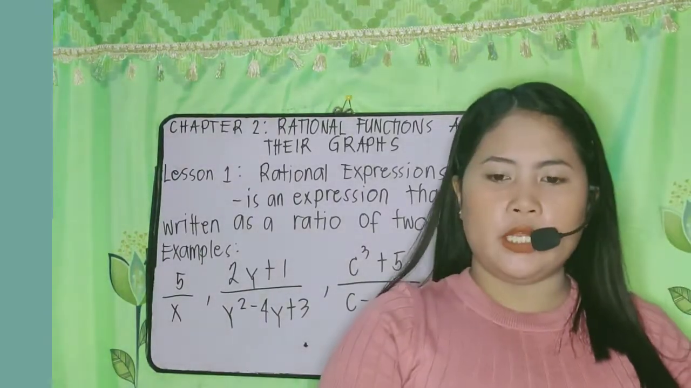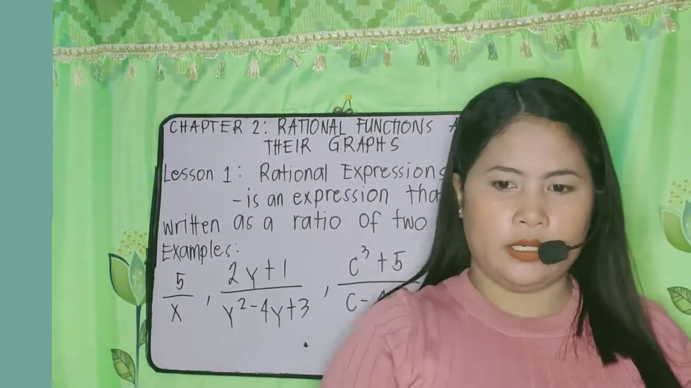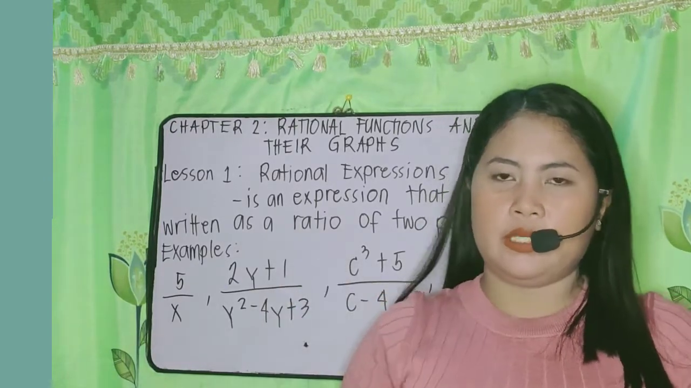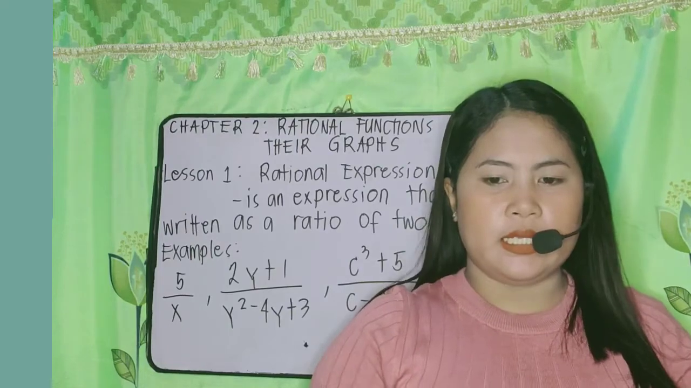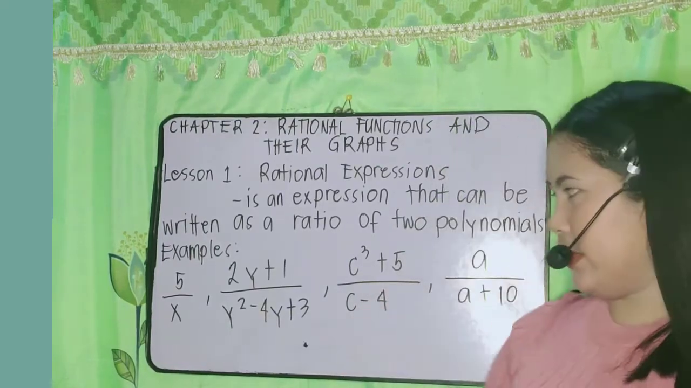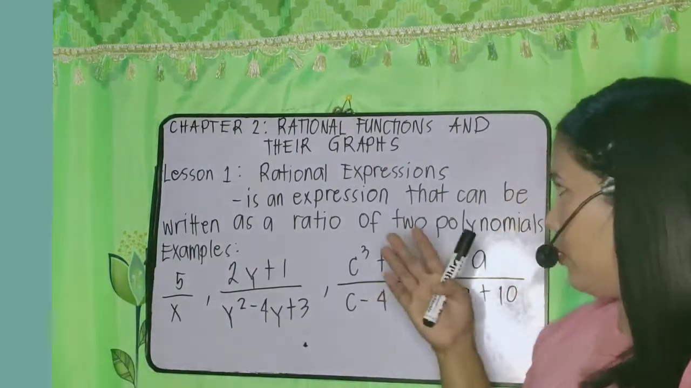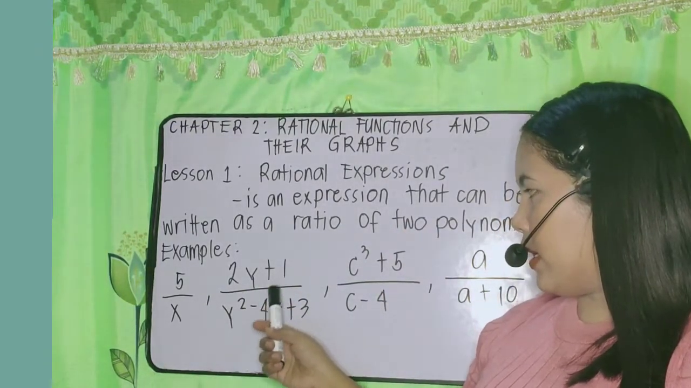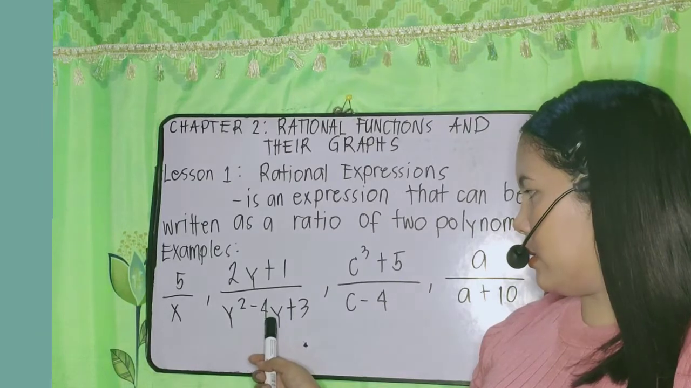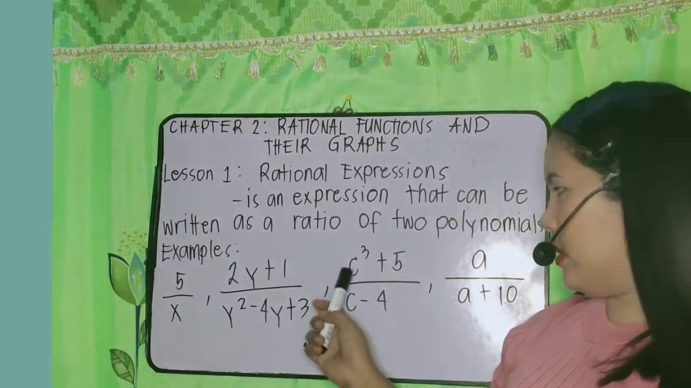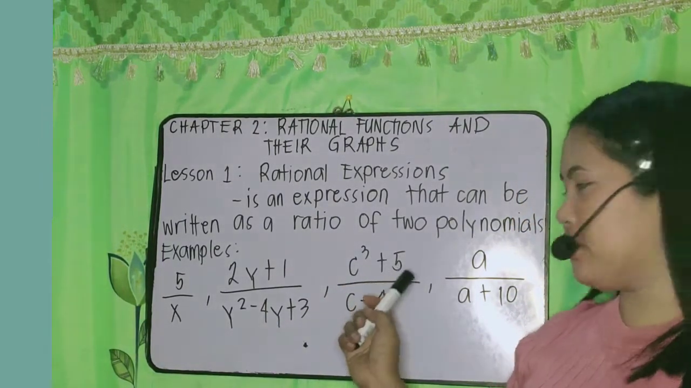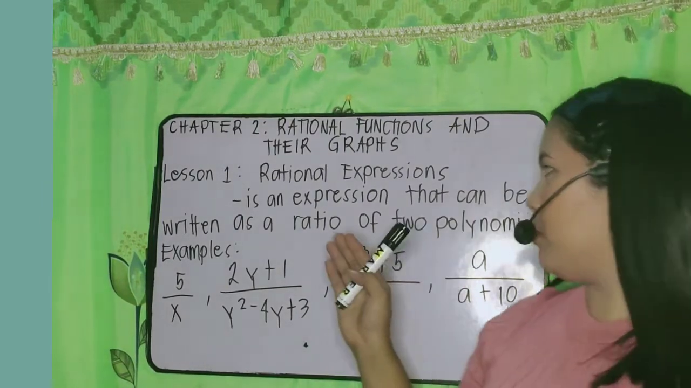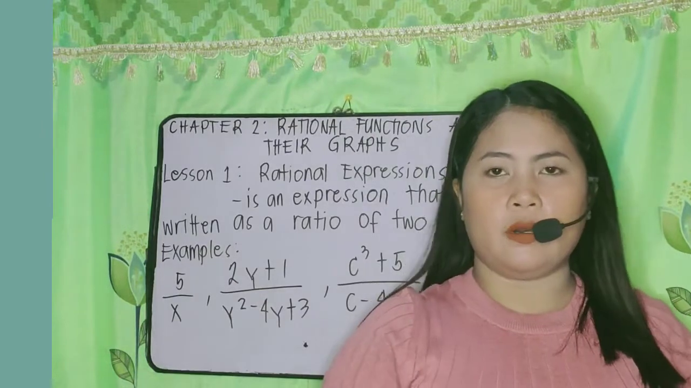When we say polynomial, it comes from the word poly, meaning many, and nomial, which means term. So a polynomial has many terms. We have the following examples of rational expressions: 5 over x, 2y plus 1 over y squared minus 4y plus 3, c cubed plus 5 over c minus 4, and a over a plus 10.